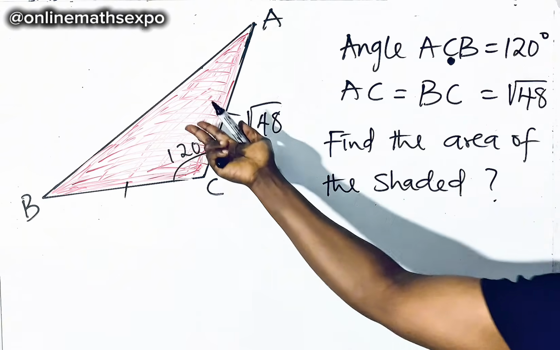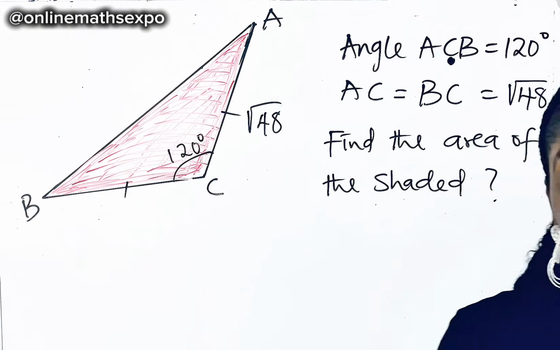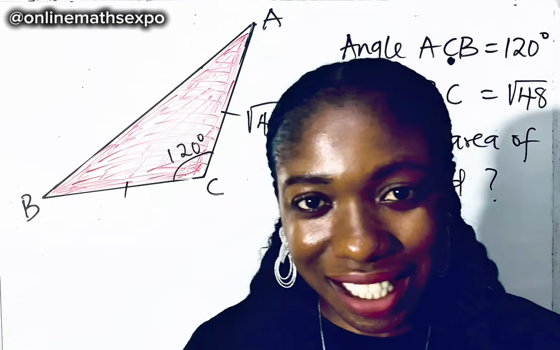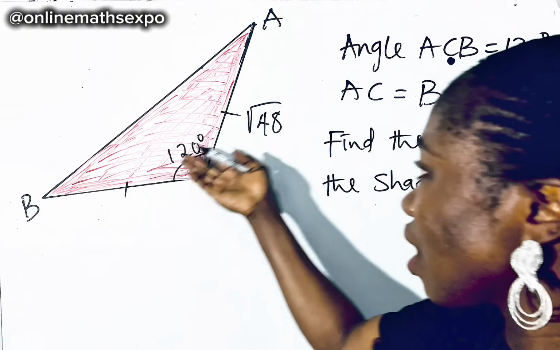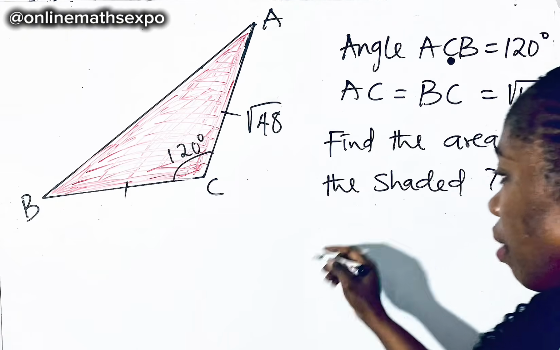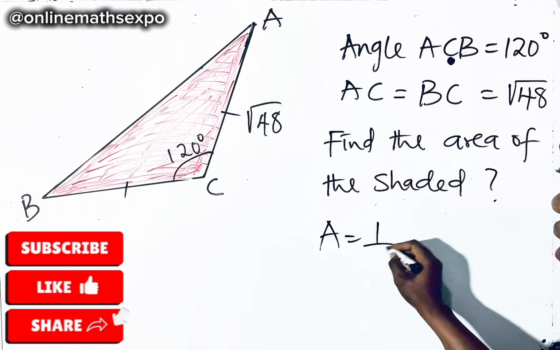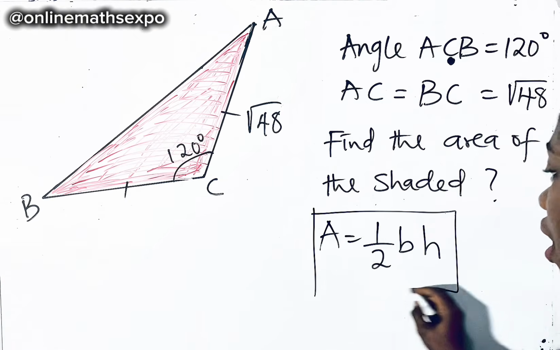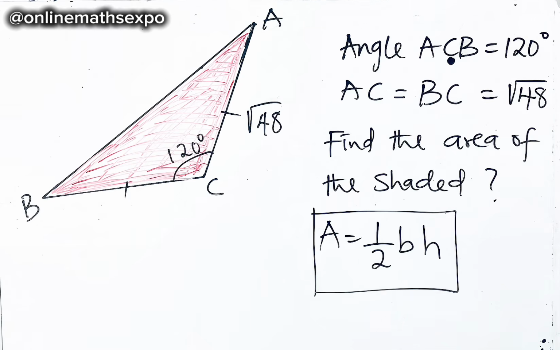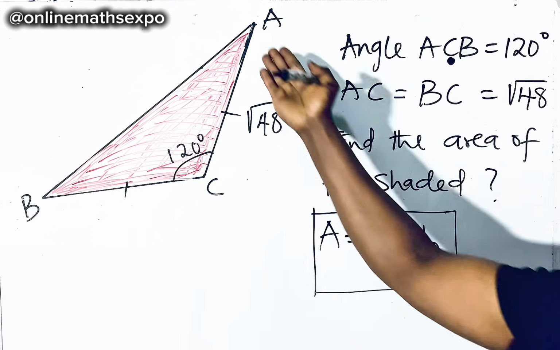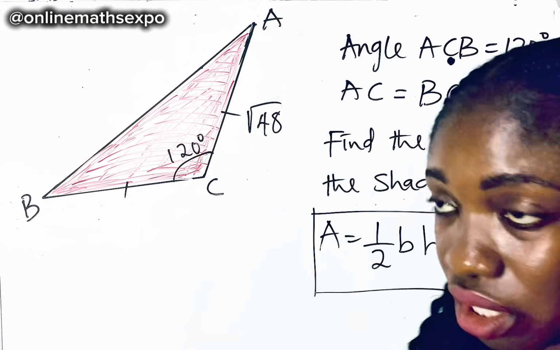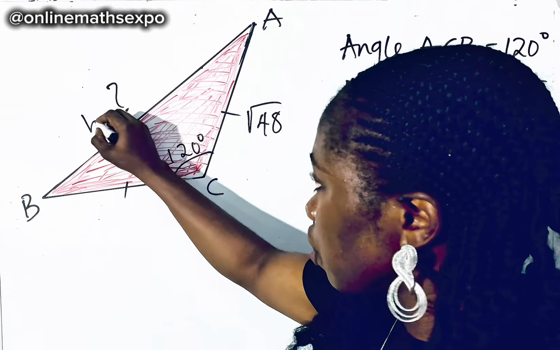Now you see that this shaded is a triangle. So is this something you can work out? Don't worry, I will take you through it step by step. Now to find the area of this shaded, just remember that the area of a triangle is half multiplied by the base times the height. Looking at this, you observe that we don't know the value of the base. This is the base of this triangle. Since these two sides are equal, this becomes the base, and we don't know the value of this base.